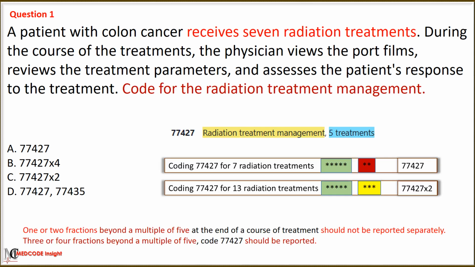77435. In this scenario, a patient with colon cancer receives 7 radiation treatments. For radiation treatment management, code 77427 is used, which is for managing radiation treatment with 5 fractions. The key point with this code is determining how many units are used when there are remaining fractions after the first 5 have been counted. According to the coding guidelines, 1 or 2 fractions beyond the multiple of 5 at the end of the course of treatment should not be reported separately.